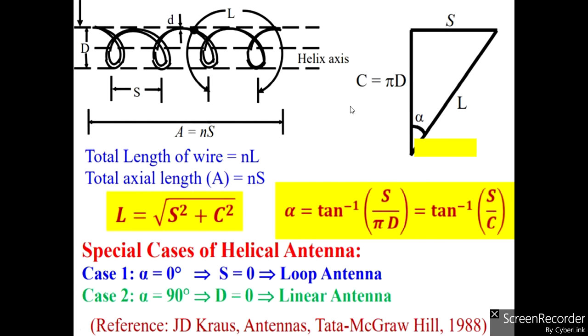So here the major parameter which we have to design is alpha, the amount of turn which we have to make. So alpha is equal to tan inverse of S by pi D. So we know that tan theta equals opposite by adjacent side. With that we can calculate the alpha value. In here we have two cases. When alpha is equal to 0, it is a loop antenna. If alpha equals 90 degrees, it will be like a linear antenna.